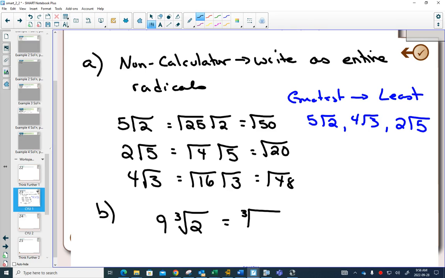9 times 9 times 9 is big? 729, were you good with that? Is that what was in your head? I'm sure, yeah. Bassam was like, yeah, I knew that. Cube root of 729 is 9, times by cube root of 2. So this will be, as an entire radical, cube root of 1458.